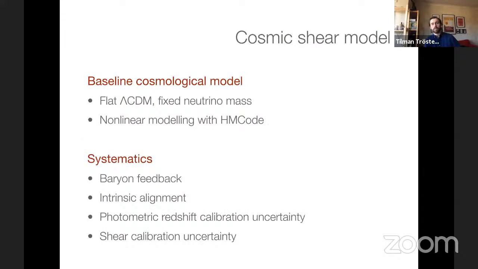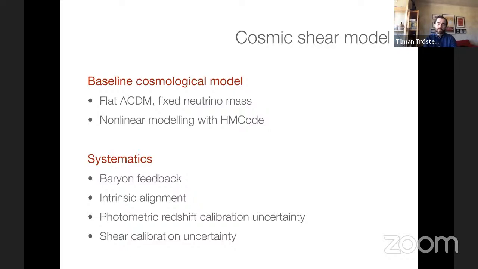On the theory side, our baseline cosmological model is flat lambda CDM, with a fixed neutrino mass at the minimal mass of 0.06 electron volts. To deal with the nonlinear modeling, we use HMcode. It has the advantage that we can model and marginalize over varying feedback. So the effect of baryonic processes like AGN feedback that blow gas out of galaxies and therefore suppress the growth of structure and suppress the matter power spectrum.